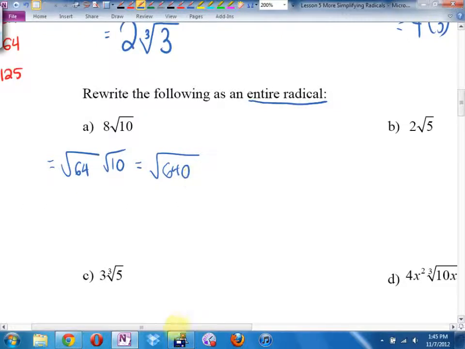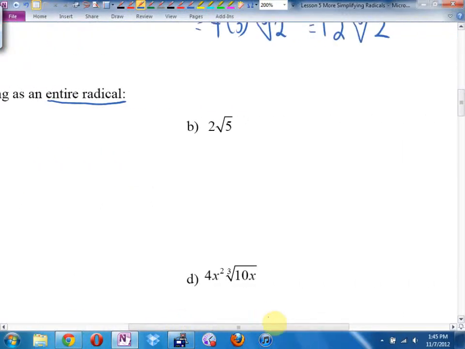B. It says rewrite it as an entire radical. Okay. Where'd that 2 come from? How are you getting the 4 in your head, by the way? What are you doing with that 2? Squaring it? Okay. So you're saying it was root 4, root 5, which must have originally been what? Root 20.